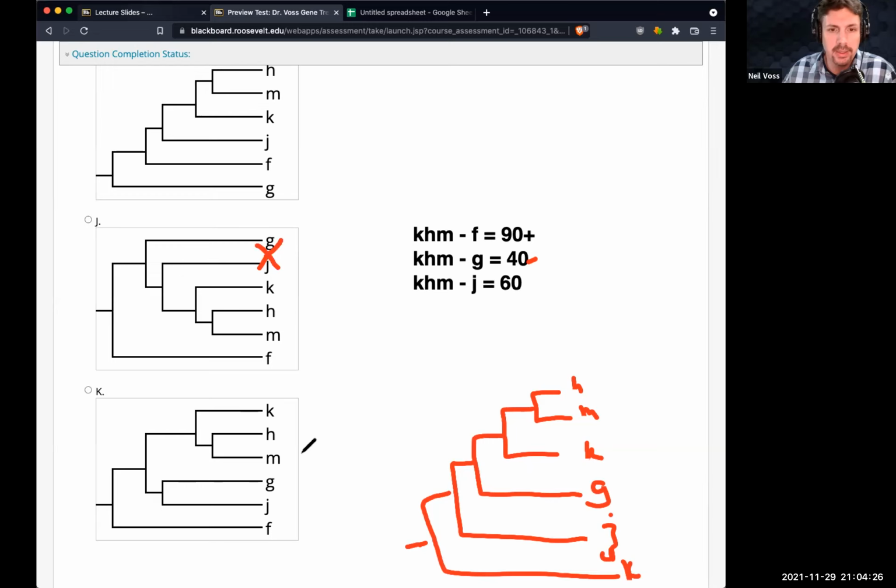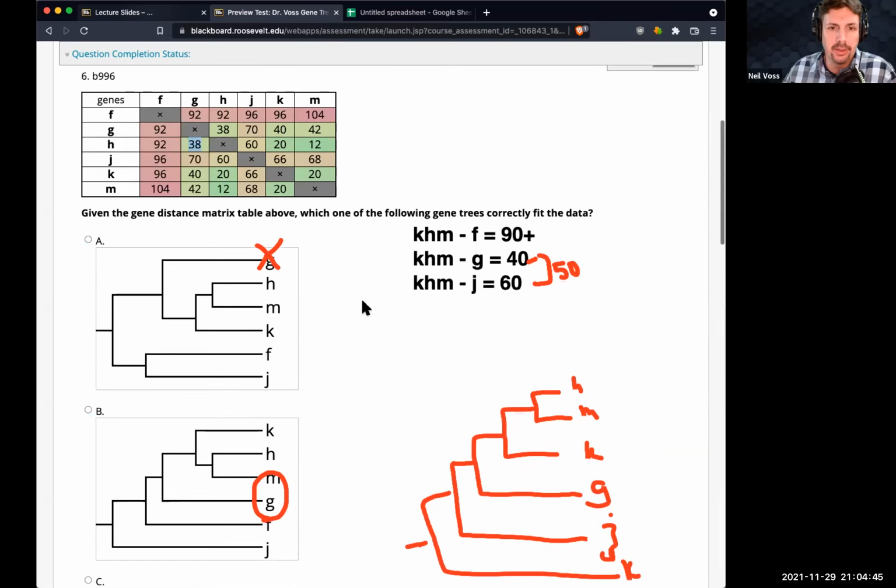And then K has H and M, then K. But then it has G and J connected together. And that would only be true if both of these were like 50. They might be closer together than each other, but you can see they're pretty far apart. So I am calling it, the answer is E on that one.